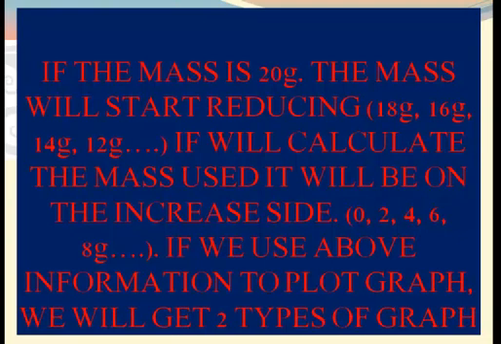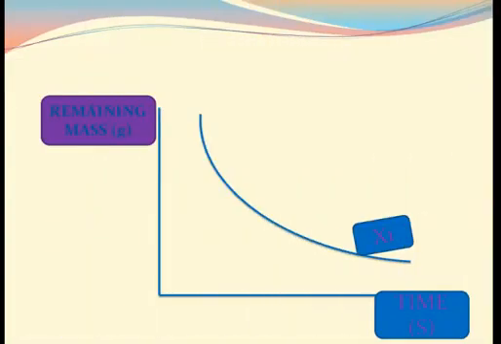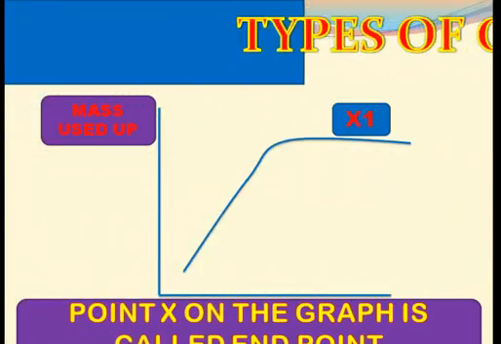If we use the mass left, that is 20, 18, 16, 14, 12, to plot the graph, and we use the mass that is used up, that is 0, 2, 4, 6, 8, we are going to have two types of graph. The first one will look like this, then the second one will look like this. Let me pick them one after the other.